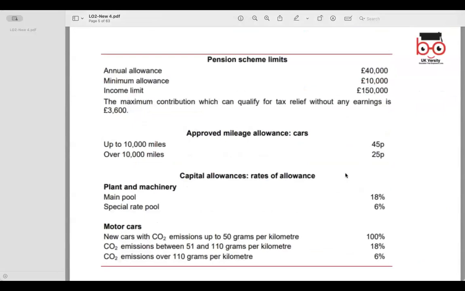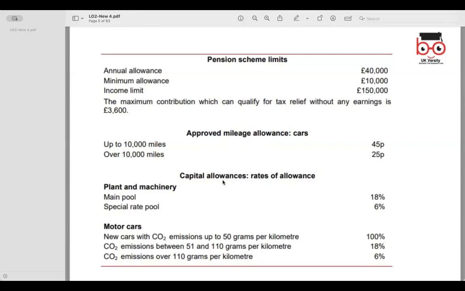Pension scheme limits. When it comes to pension scheme limits, there is an annual allowance, a minimum allowance, and an income limit. The maximum contribution that qualifies for tax relief without any earnings is £3,600. For approved mileage allowance for cars, there are set rates: 45p per mile for up to 10,000 miles, and 25p per mile for mileage exceeding 10,000 miles.